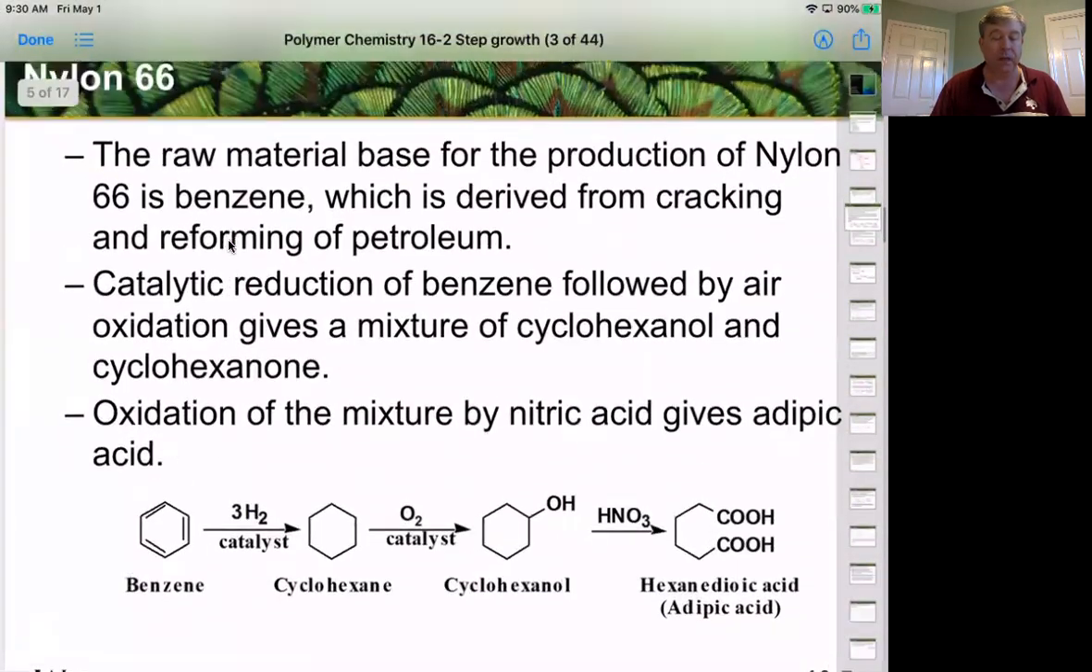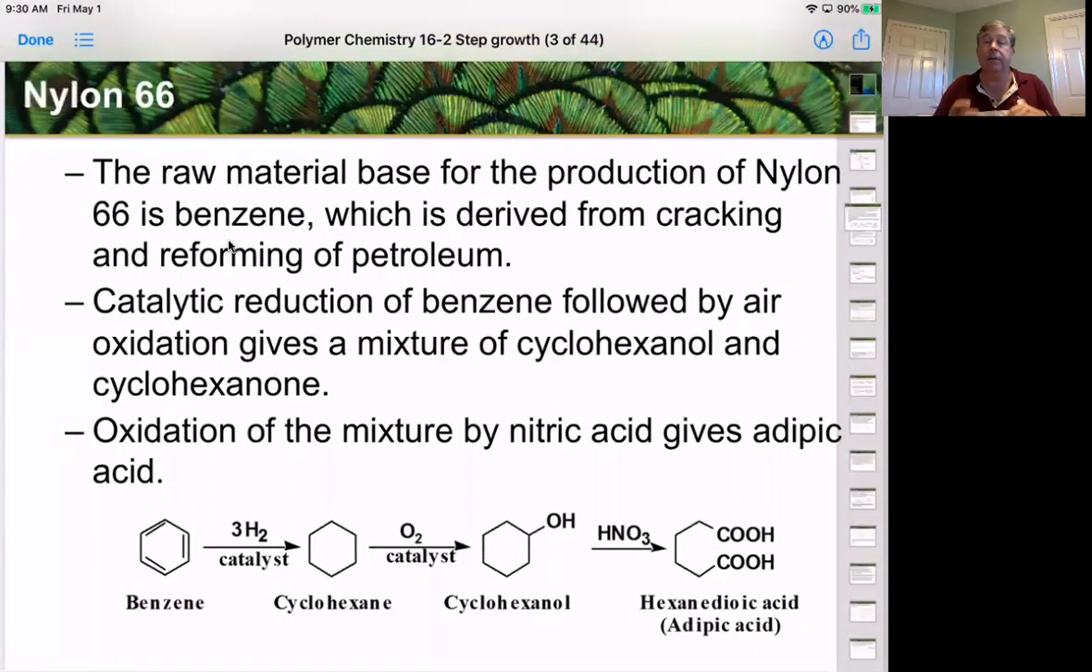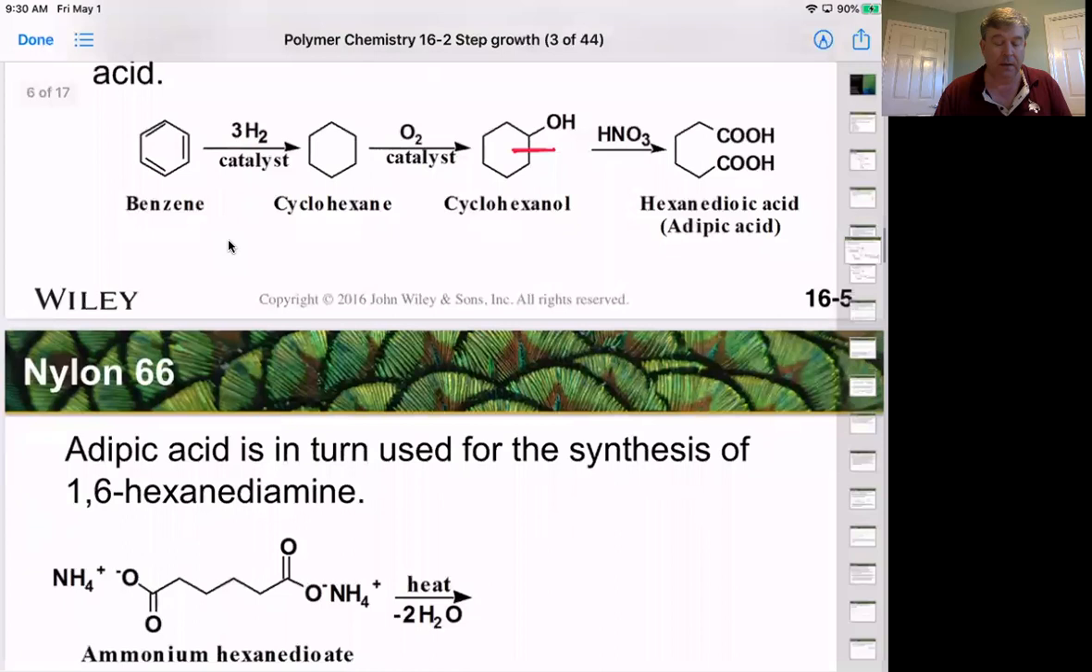Okay, so how do we make nylon 6,6? It turns out we actually take benzene itself, we catalyze it down to cyclohexane and then oxidize it to get our cyclohexanol. Once we get to cyclohexanol, we can actually clip the chain open right here next to this alcohol and get our 6-carbon carboxylic acid, or adipic acid. Okay. So this is actually a derivative of a petrochemical product. They get the benzene from petrochemical sources. Okay.